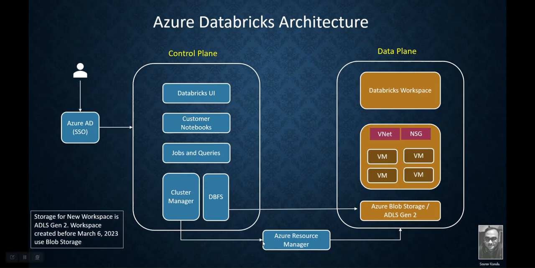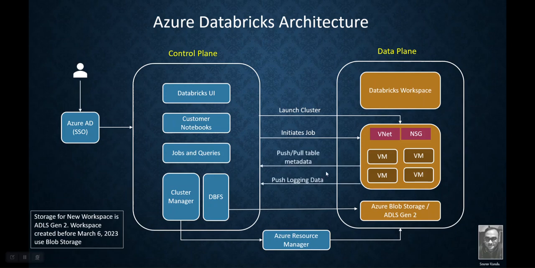You can see Cluster Manager through Azure Resource Manager will be creating these VMs for processing of the data in your data plane itself. And you can see the DBFS is already there on top of the Azure Blob Storage or ADLS Gen 2, which we already discussed. So now after this is created, you can launch a cluster from here, which will be processing the data here, or you can initiate the job from here into the data plane, which will again be processed here. And once everything is processed, from here you will also be getting all the push and pull of the metadata and pushing the logging data as well. So as a whole, from a top level, this is an Azure Databricks architecture.